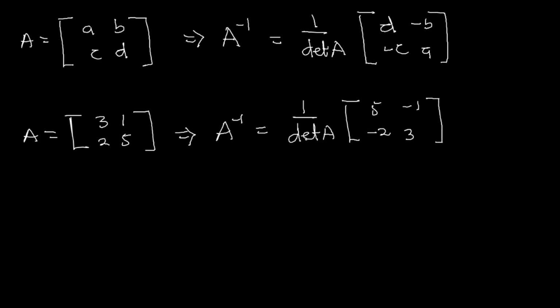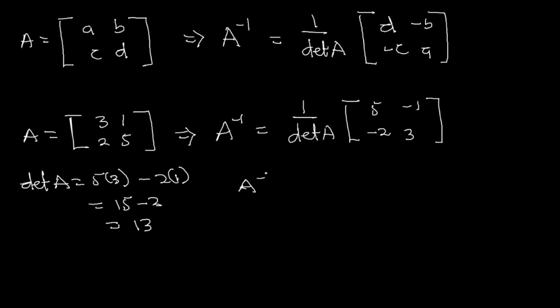Now let's find the determinant of A. The determinant of A is equal to, we multiply the leading diagonal, that is 5 multiplied by 3, then minus the following diagonal, which is 2 multiplied by 1. So this is 15 minus 2, and this is 13. So the determinant of A is 13. Now that we have the determinant of A to be 13, our A inverse is equal to 1 over the determinant of A, which is 13, multiplied by 5, negative 1, negative 2 and 3.